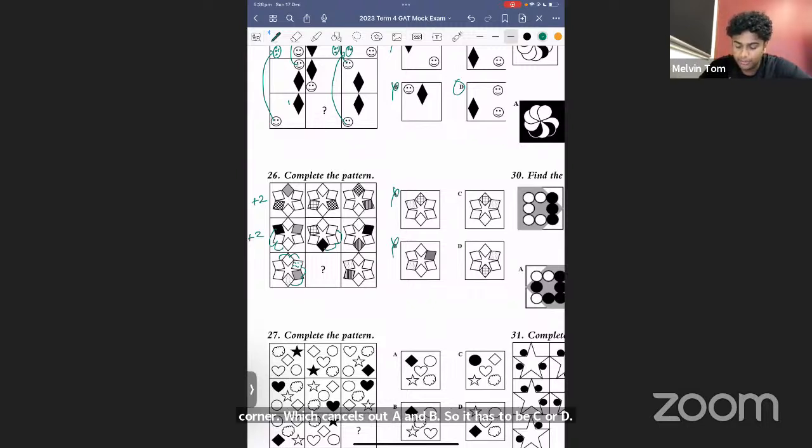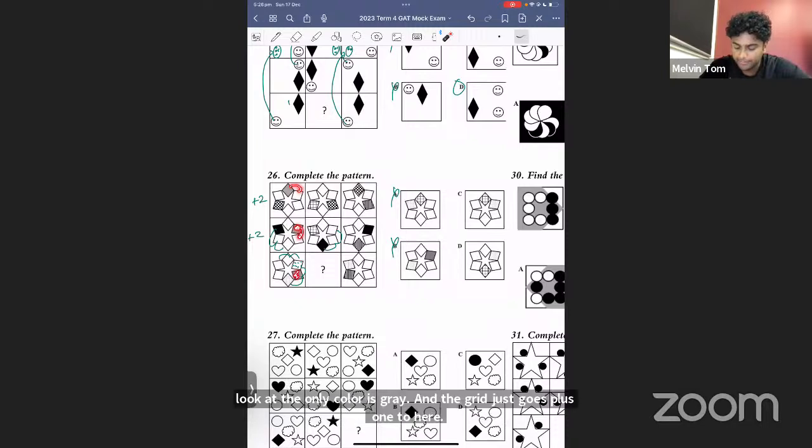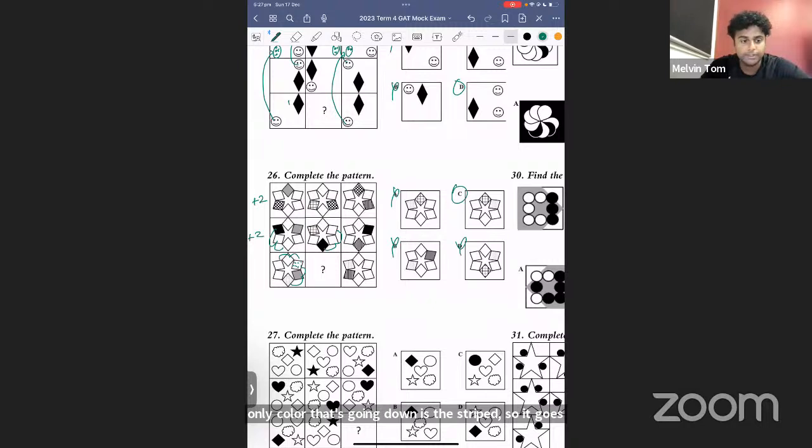Now, looking at the colors going down the column, the only color is gray. And the gray just goes plus 1 to here, plus 1 to here. In this, the only color that's going down the column is the stripe. So it goes plus 1 to here, plus 1 to here. So finally, in the middle column, the only color that's going down is the striped. So it goes plus 1 to here, and it should go plus 1 to the very top. And the answer is C.